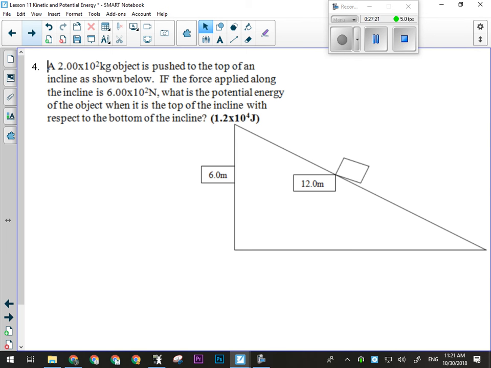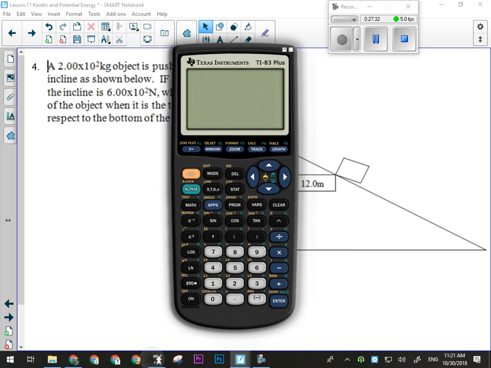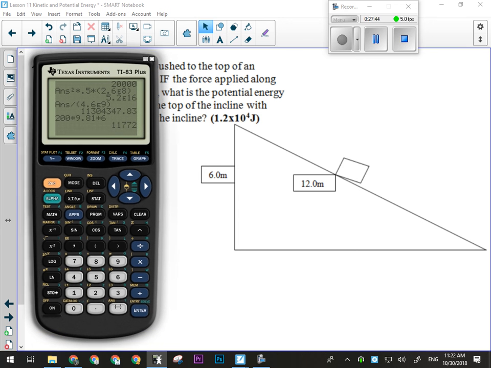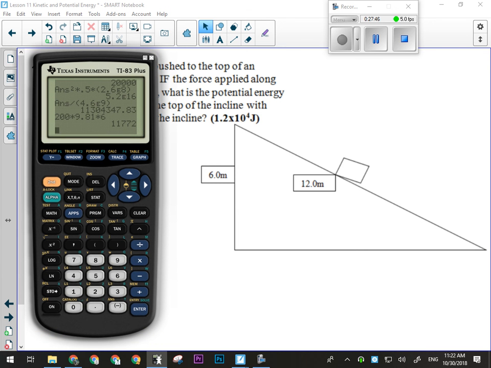So what I would do here is simply take my mass, 200 kilograms, times 9.81 times 6, and I should get 1.2 times 10 to the 4 joules. All I'm doing is changing the potential energy from the bottom to the top. So we have our 200 times 9.81 times 6 meters. Yeah, that's right, 1.2 times 10 to the 4. Everybody with me there?